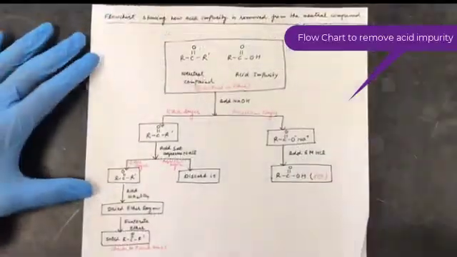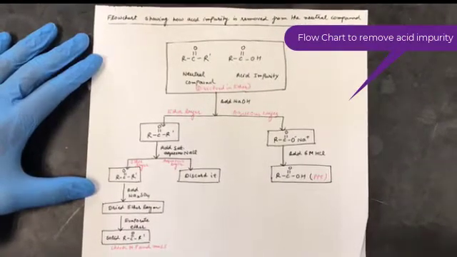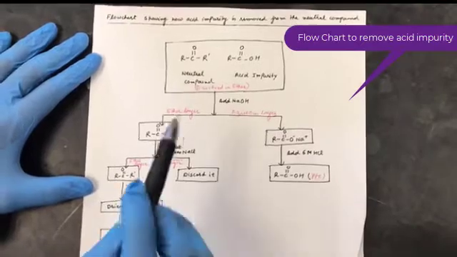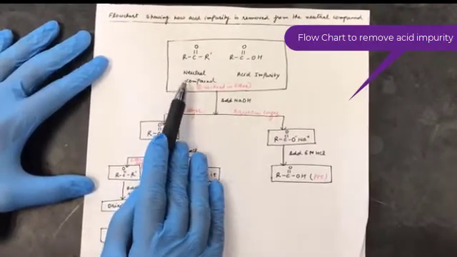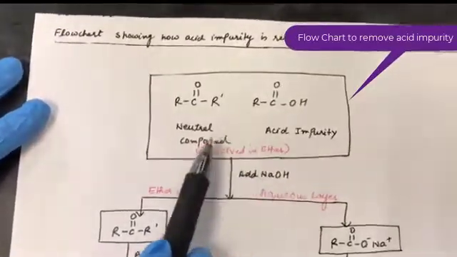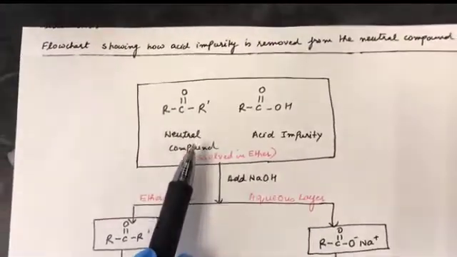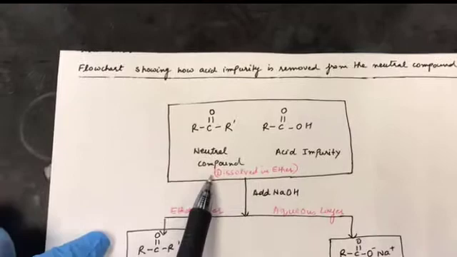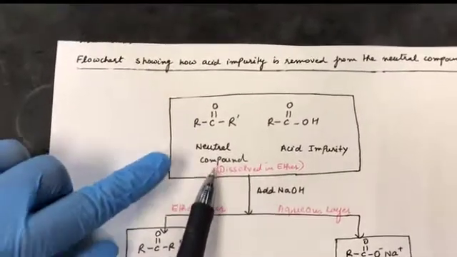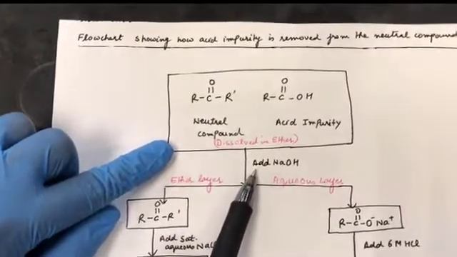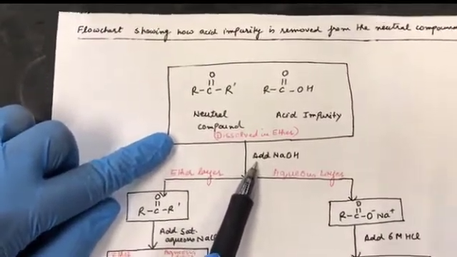So this is basically a process, a flow chart, how you are going to remove the acid impurity from the neutral compound. So first of all, you are going to dissolve this mixture, having the neutral compound and acid impurity, which I just showed you. It's in this test tube, right? You are going to dissolve this into ether. And then you will add this solution into a separatory funnel. To the separatory funnel, you're going to add the NaOH solution.